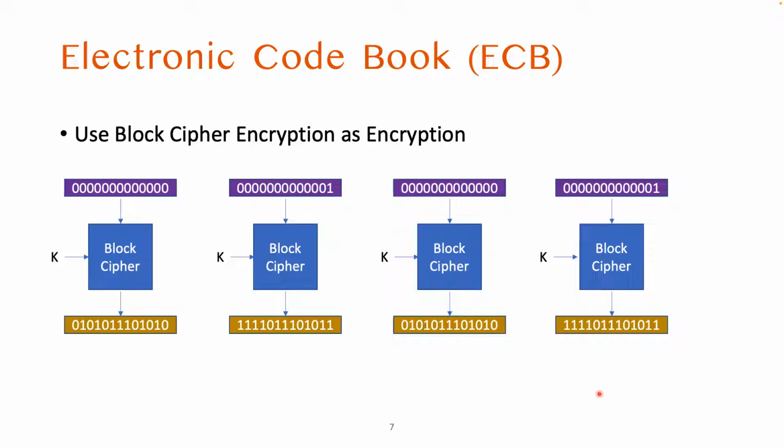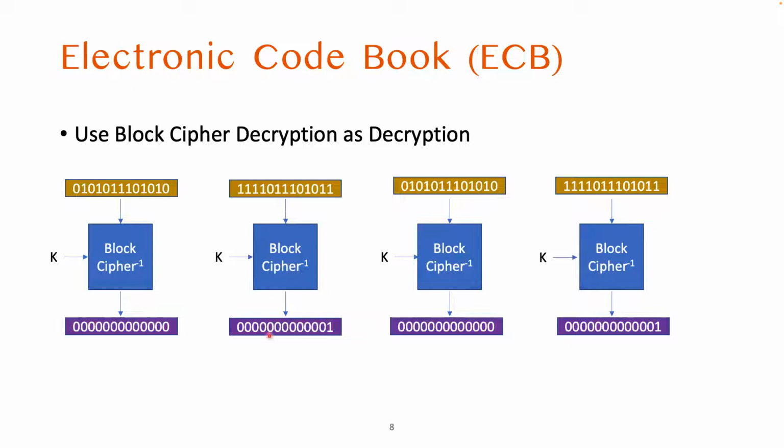And then the decryption of ECB is just the opposite of the encryption. We use block cipher^-1, the inverse function of the block cipher, and put in the ciphertext, then we get the plain text. That's it. The same key is used for all the encryption and decryption.